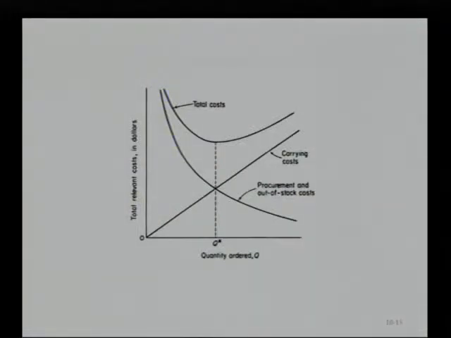In the next slide, you will see what we call the total cost of inventory. On the y axis, we have total costs, and on the right side, quantity ordered. If you see carrying cost, the higher the quantity you order, your cost is going to increase, and accordingly the graph has been made. The procurement and out of stock cost, and the summation is the total cost.